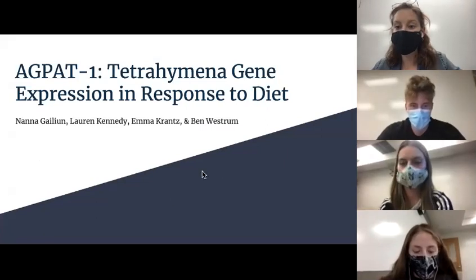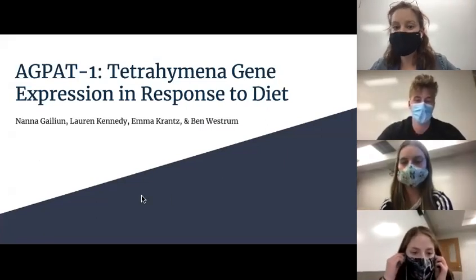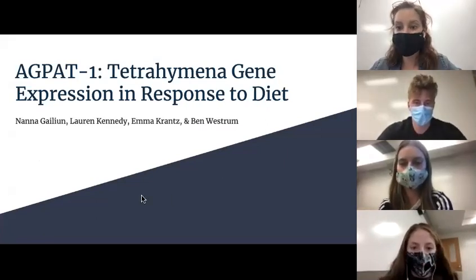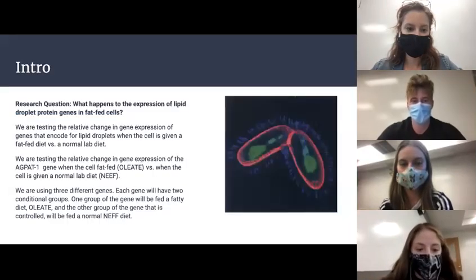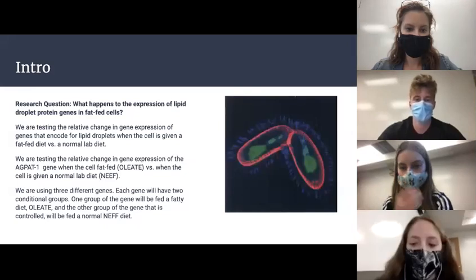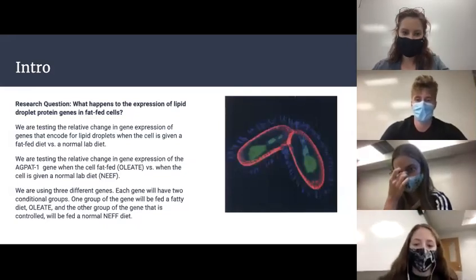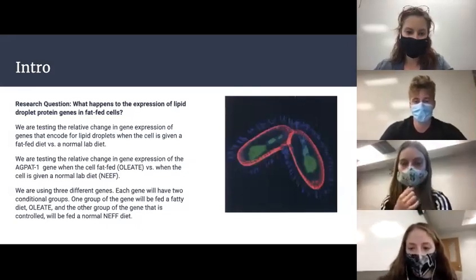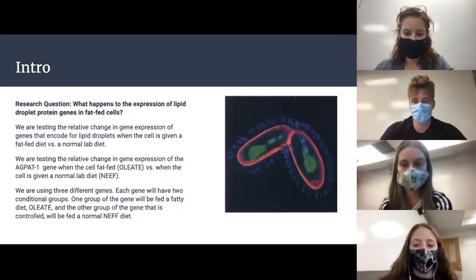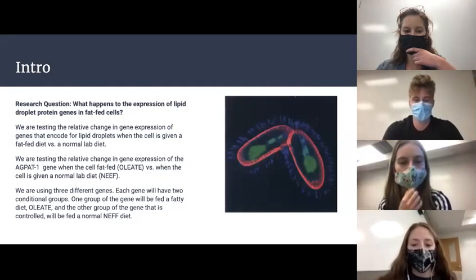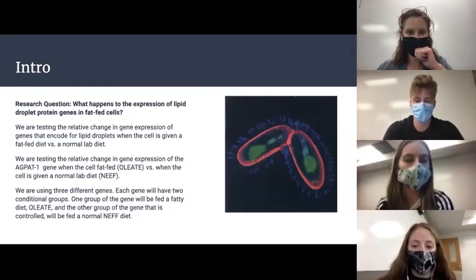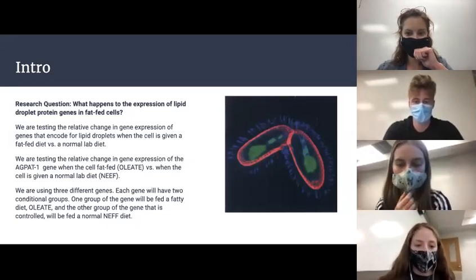AGPAT1 Tetrahymena gene expression in response to diet. This research is done by Nana, Lauren, Emma, and Ben. Our research question is, what happens to the expression of lipid droplet protein genes in fat-fed cells? We are specifically looking at the relative change in gene expression of the AGPAT1 gene when the cell is in a fat-fed diet, oleate, versus when the cell is given a normal lab diet, NEF.